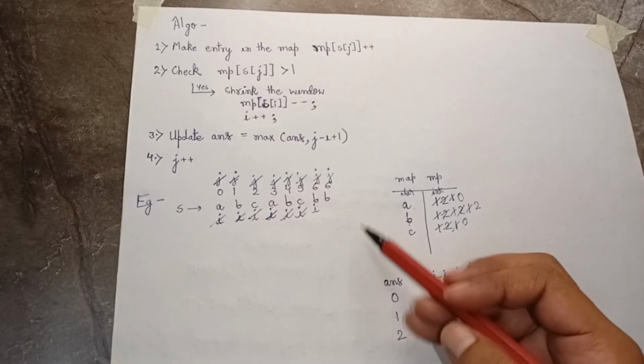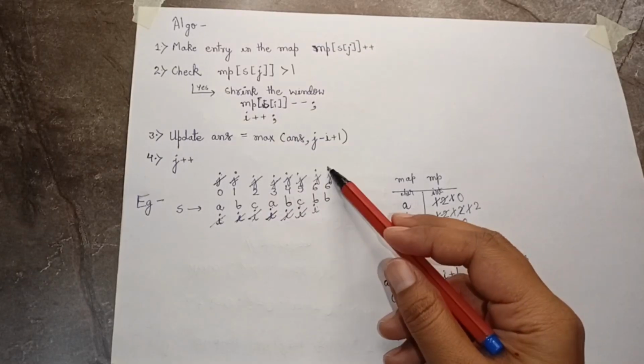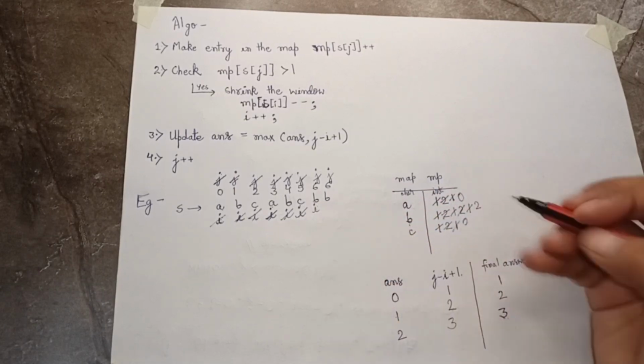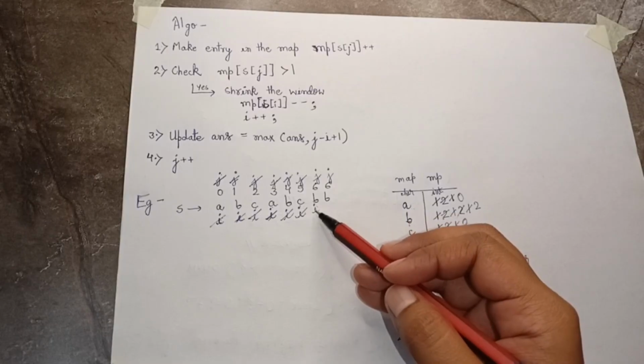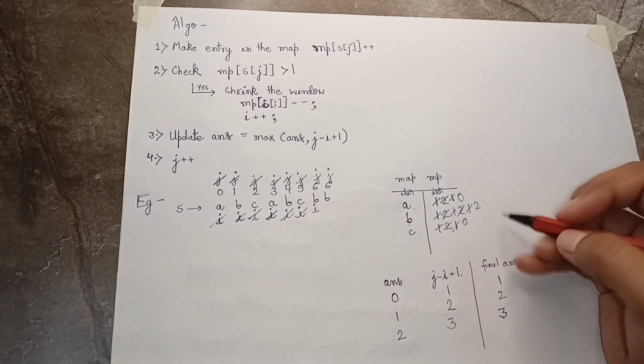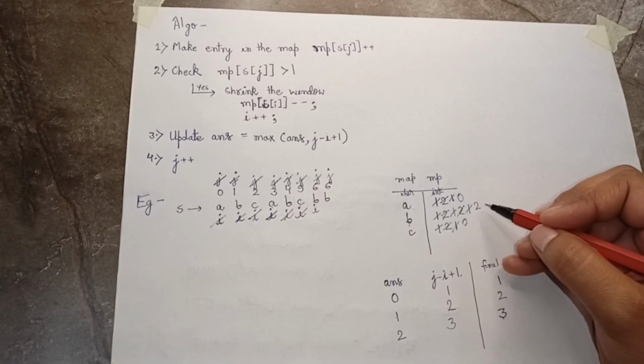Now we again check if MP of S of J is greater than 1. Yes, it's greater than 1. Why is it greater than 1? The current window is from I to J, which is BB. BB is not having all the unique elements.